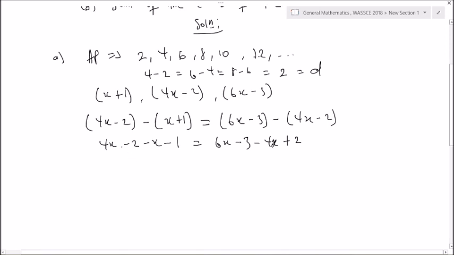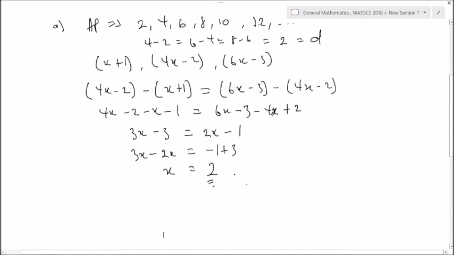Now we simplify. 4s minus s will give us 3s, minus 2 minus 1 will give us minus 3, and it's equal to 6s minus 4s, which will give us 2s, minus 3 plus 2 will give us minus 1. So we find s: 3s minus 2s is equal to minus 1. The minus 3 comes over here and becomes plus 3. So s is equal to minus 1 plus 3, which is 2. Good. So that is the value of s in this problem.